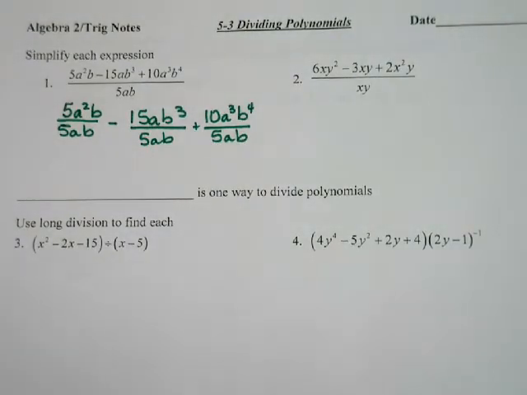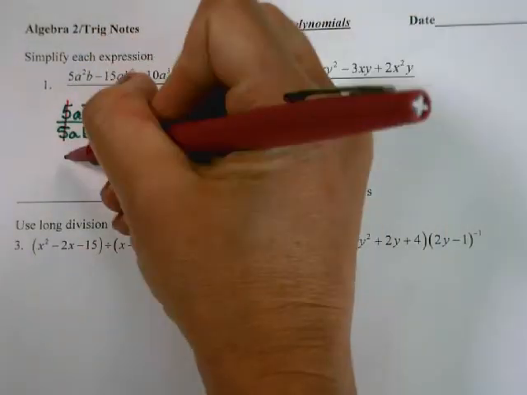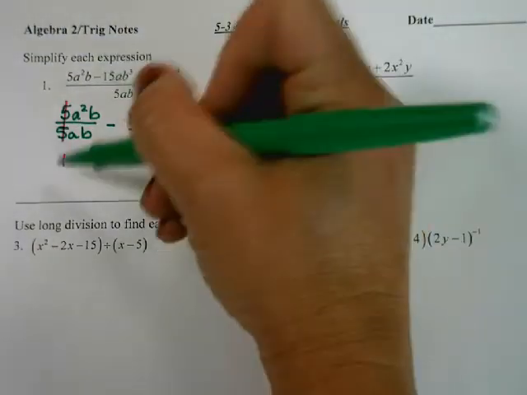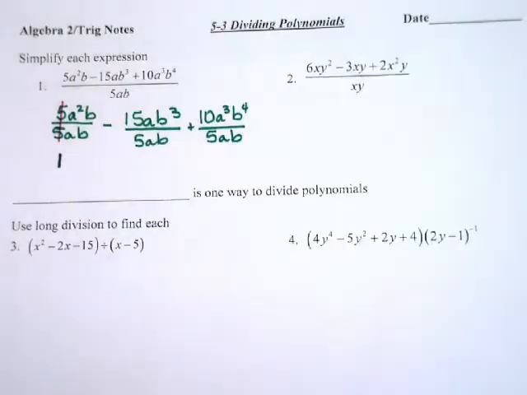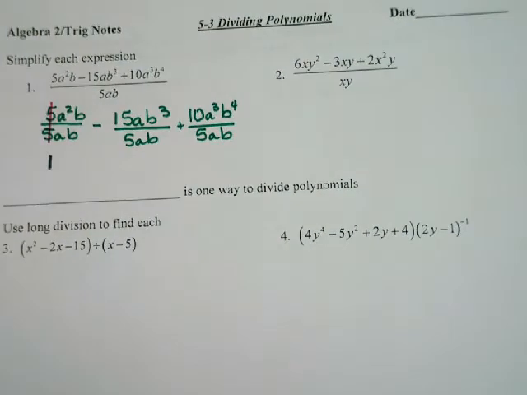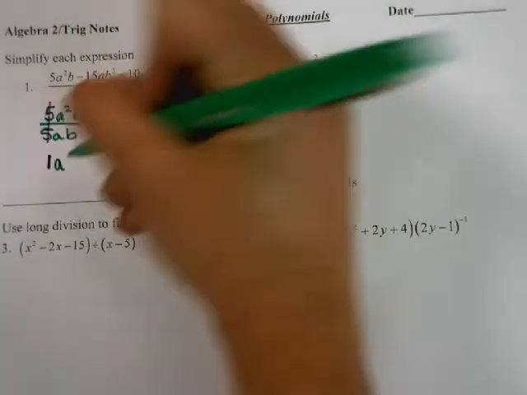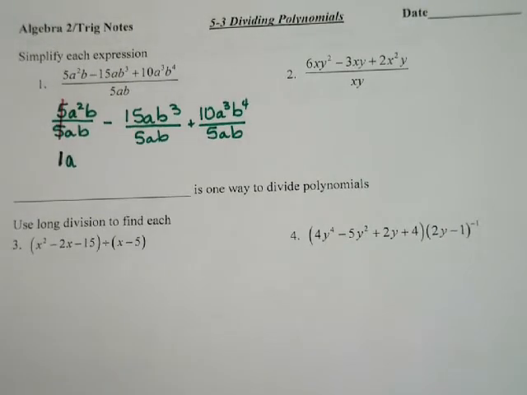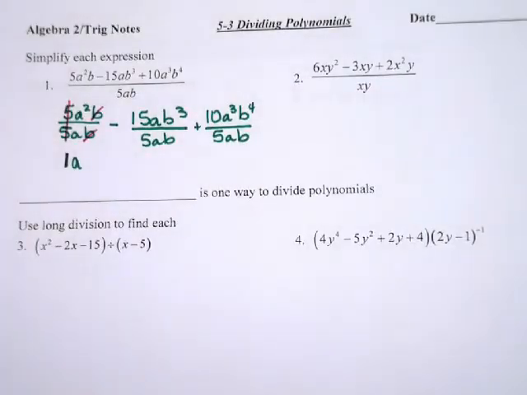What's 5 divided by 5? 1, perfect. And then I have a squared on top and a on the bottom. 2 a's on top, 1 on the bottom. What's 2 minus 1? A, yeah, perfect. What happens to these? They cancel, so I'm left with a there.